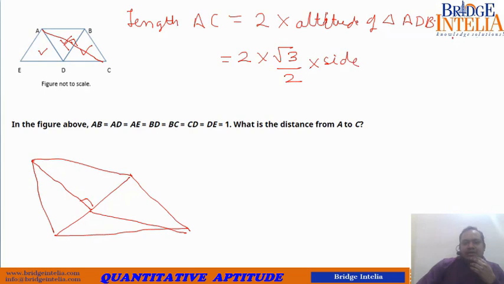So what is the value of side? It is 1 centimeter. So 2 into root 3 by 2 into 1 unit. So this comes out to be root 3. So root 3 is the answer.